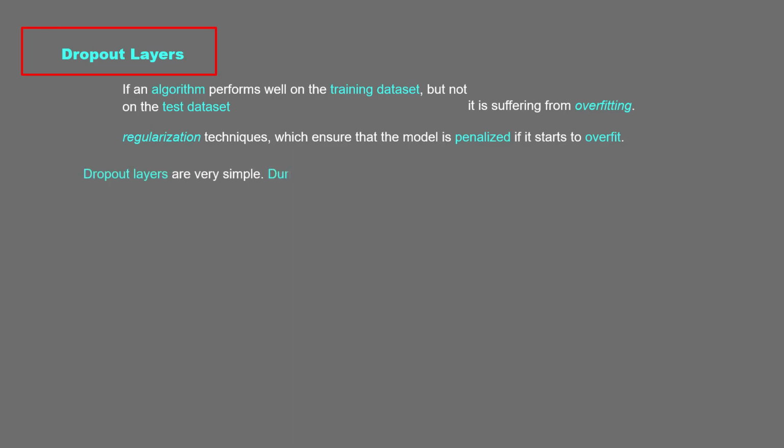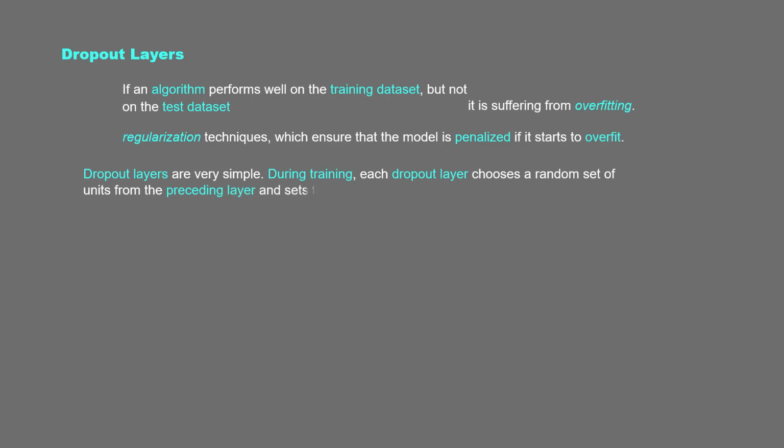Dropout layers are very simple. During training, each dropout layer chooses a random set of units from the preceding layer and sets their output to zero. Dropout layers are used most commonly after dense layers because dense layers are most prone to overfitting due to the higher number of weights, and you can also use dropout layers after convolutional layers.